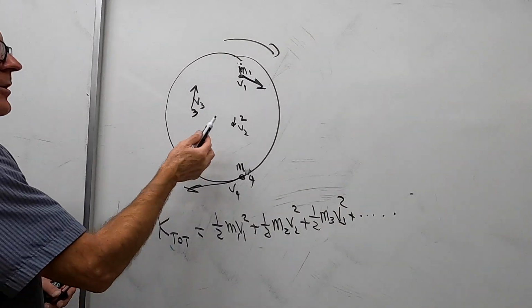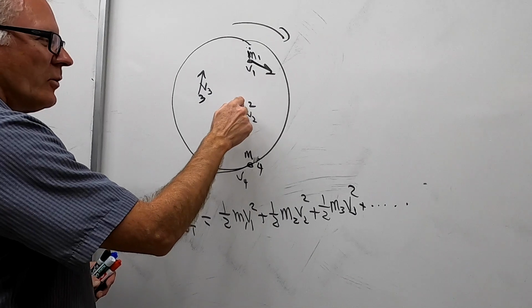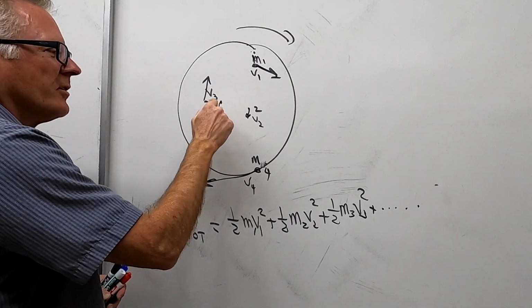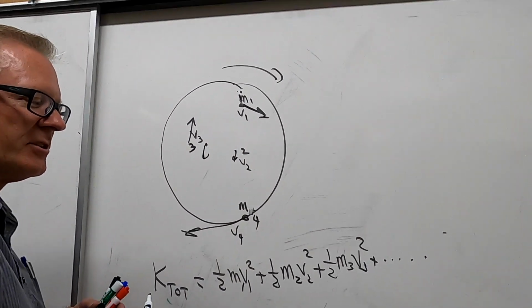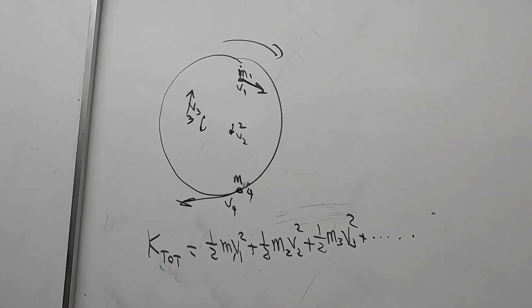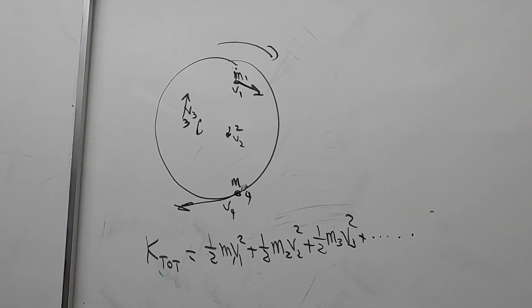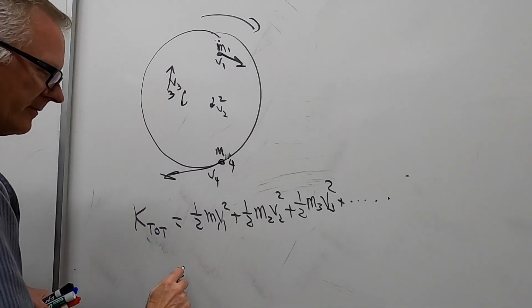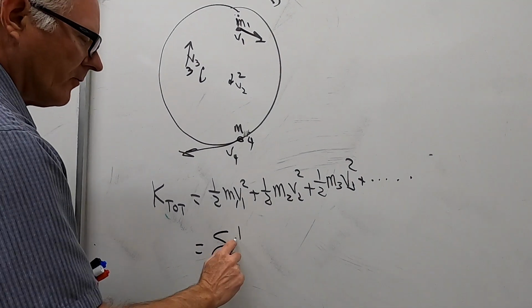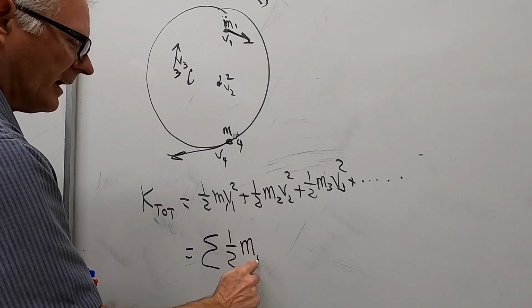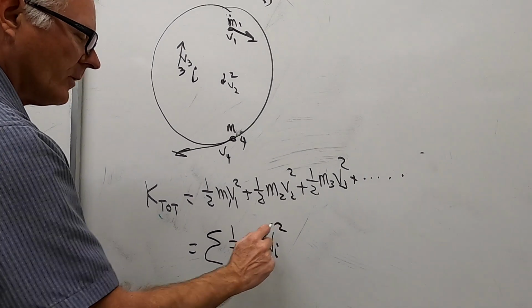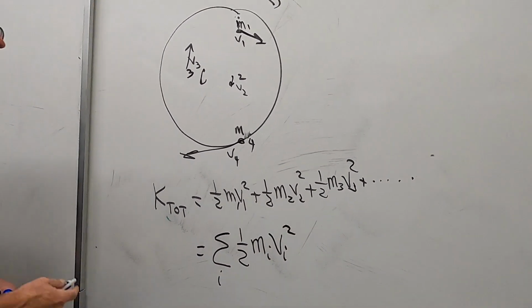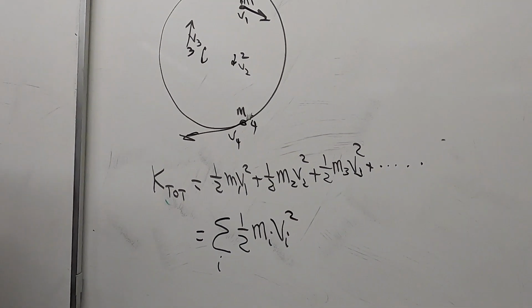And you remember, energy is a scalar, so this one over here doesn't cancel with the one going the other way, because you don't subtract when you're going the other way. You would with momentum, but not with energy. You just add them all up. So I could simplify this, and I could write it as the sum of 1/2 m sub i v sub i squared. So there's the energy you have when you're rotating right there.